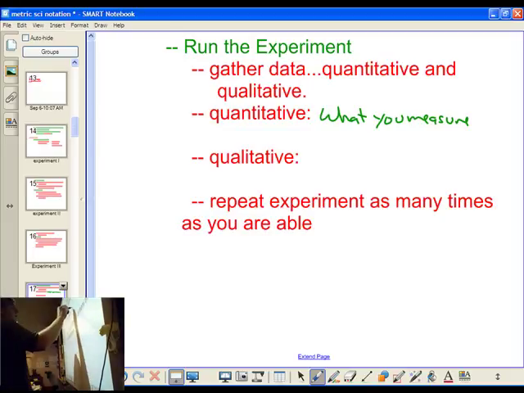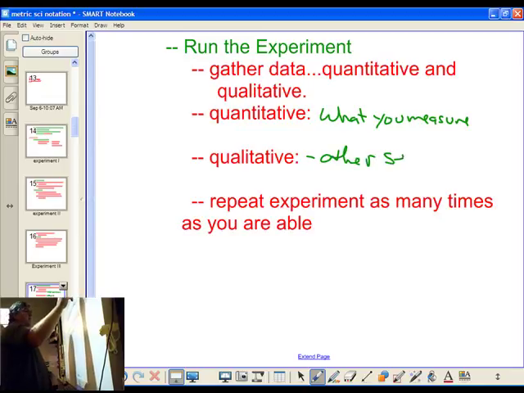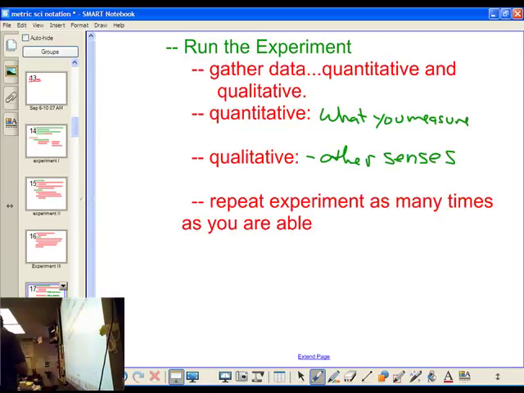Qualitative are your other senses. What do you see? What do you feel? What do you hear? Remember, what do you smell? Remember, in our little demonstration, we had a smell. Taste, although rarely do we use taste. Although in geology, there were some minerals that you actually identified by taste, like the mineral halite. Halite is actually salt. So it's identified by taste. But we try not to taste things in lab because we do not want to get poisoned. Remember the toxic Twinkie.